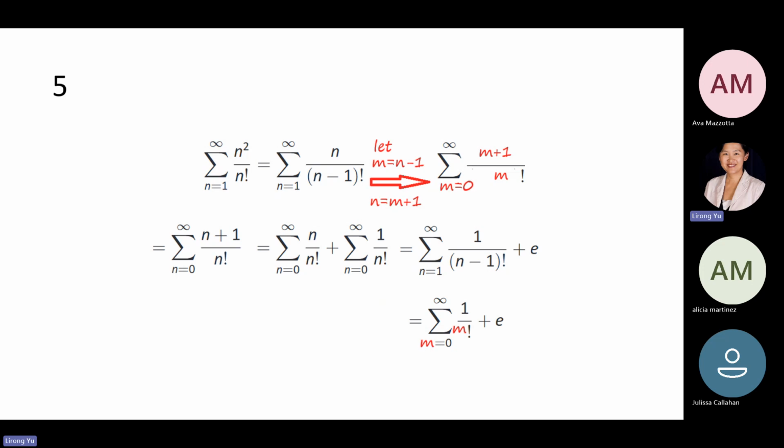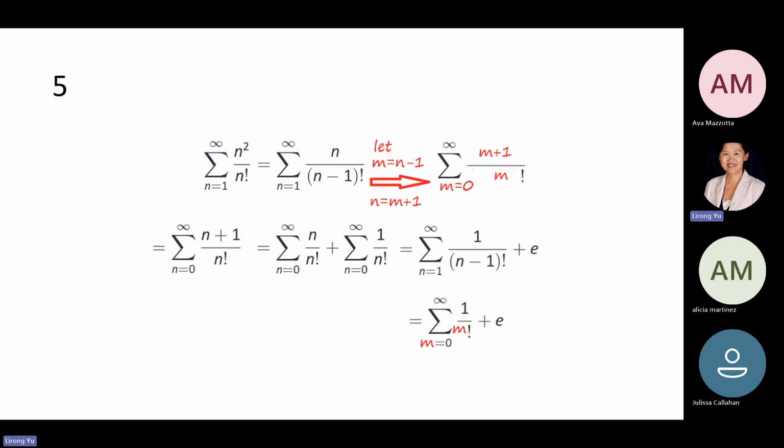And again, you can see if n minus 1 equals m, n starts from 1. So m actually starts from 0, because m equals n minus 1. If n equals 1, 1 minus 1 is 0. So m really starts from 0. But you see this one is the summation of 1 over n factorial with n starting from 0, which will be the same as 1 over n factorial with n from 0 to infinity.